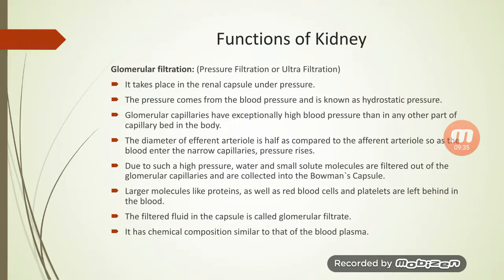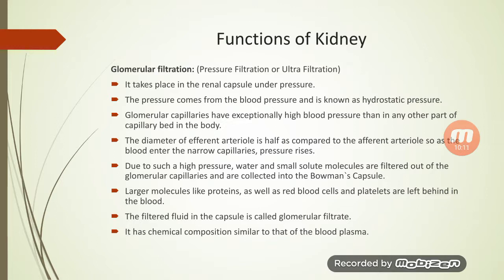Now all these points have been clear. I am reading them one by one. Glomerular filtration is the pressure filtration or the ultrafiltration, which I have told you is caused because of the hydrostatic pressure in the glomerular part. It takes place in the renal capsule under pressure. The pressure comes from the blood pressure and is known as hydrostatic pressure.